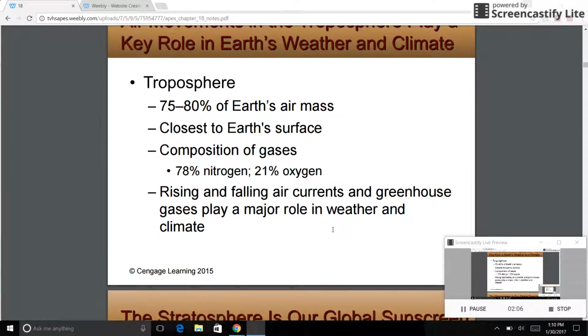Now, basic description of the troposphere. Again, this is the area where we live in. 75 to 80% of the Earth's air mass is found in this area. And another big thing to remember is the composition of gases, with 99% of those gases being nitrogen and oxygen. So a lot of those other things in the atmosphere that we talk about, especially with regards to pollution, climate change like carbon dioxide, they exist in a small percentage compared to these 2 gases.